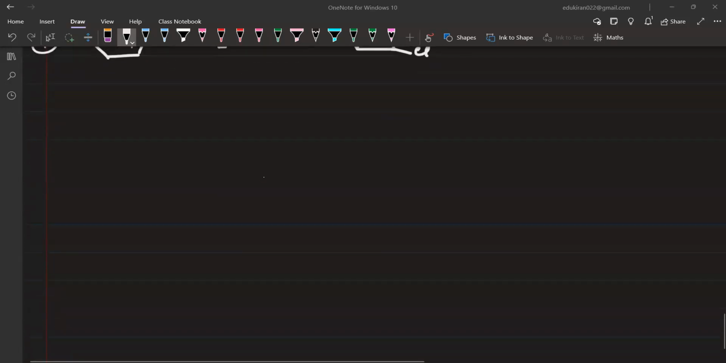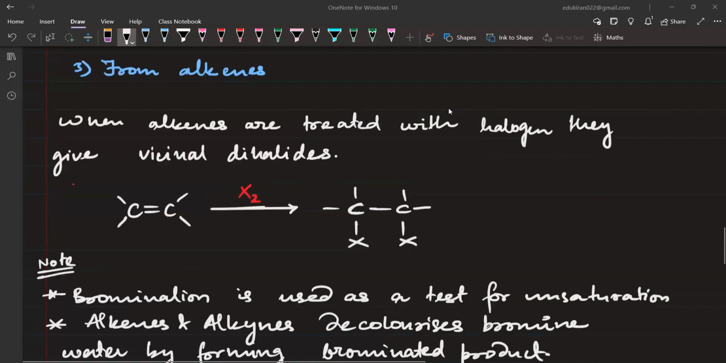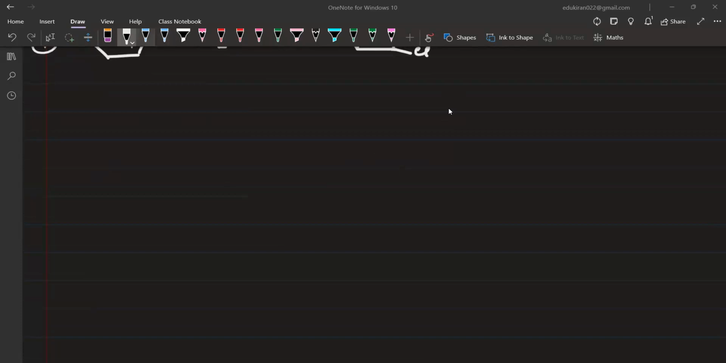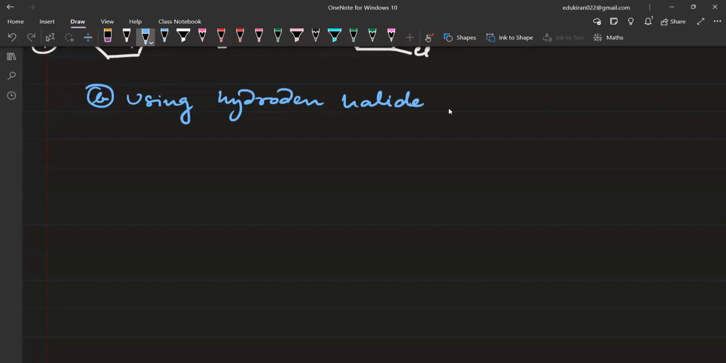Write the second method of preparation. This is a simple halogenation of alkenes. Okay, this is a simple halogenation of alkenes. The second method is also using alkenes, and from alkenes only, but we are using a different reagent. So write this as B part, which is using hydrogen halide.